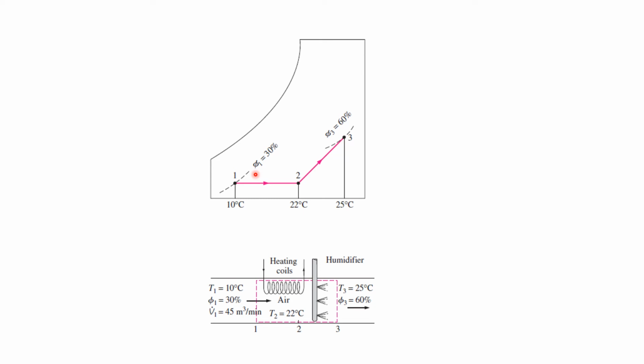So when it goes from 10 degrees C to 22 degrees C, there is no increase in your moisture, and that is why this line is horizontal. Meaning to say that your omega remains constant. Now once you have reached point number 2 to point number 3, you will see that your omega is increasing. This line here on the psychrometric chart shows you the omega value, specific humidity. You see that your specific humidity has increased from this point to this point, and this is because of the injection of steam into the stream of air, right?